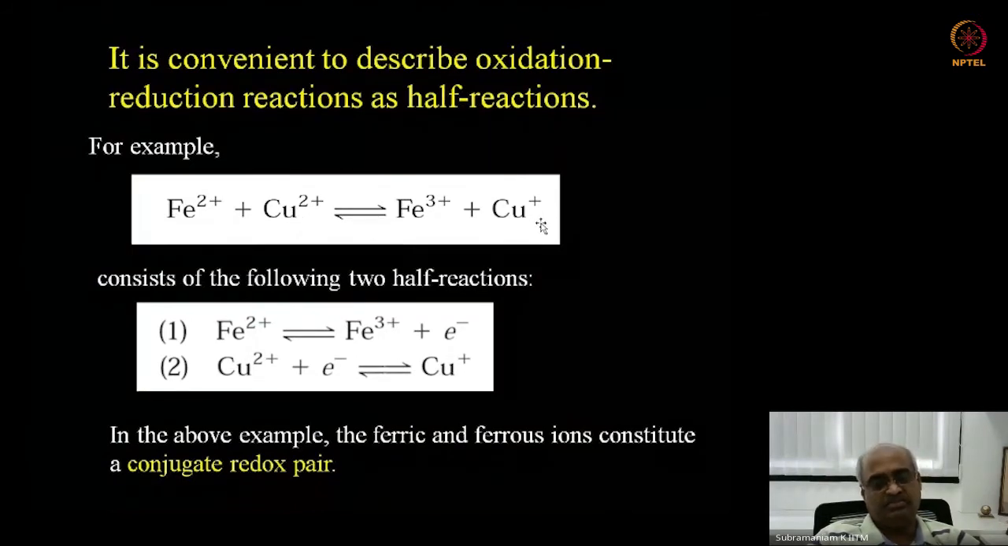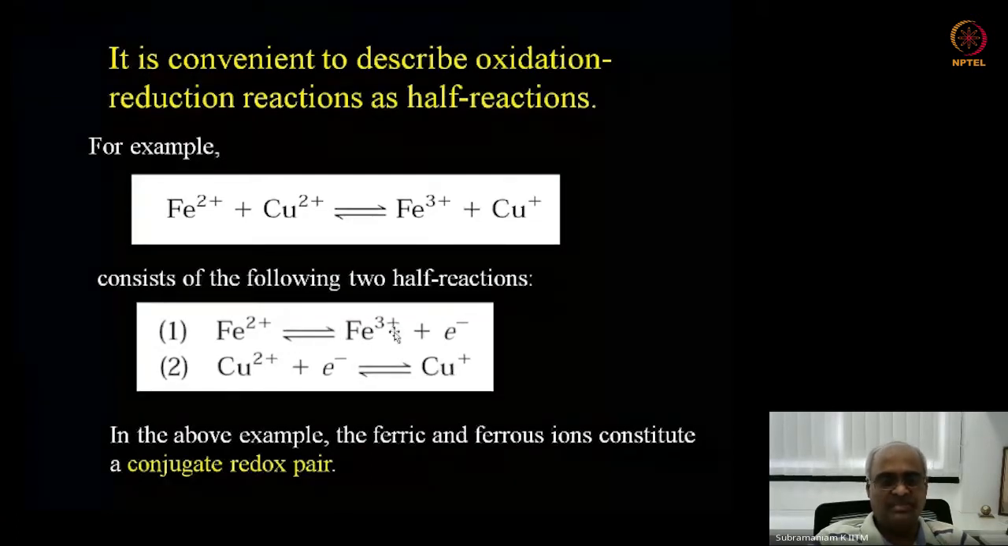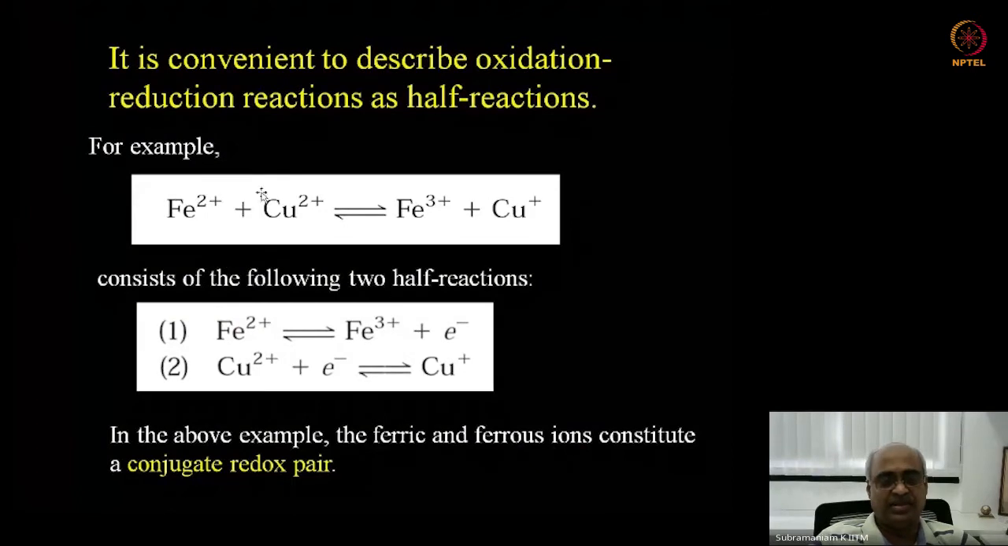Cupric becomes cuprous. Okay, one is oxidized, another is reduced. So you can consider this as two separate reactions. One is this ion, the ferrous becoming ferric by losing an electron. Okay, so this is getting oxidized. It lost an electron. So that alone we consider as one half of this complete reaction. And in the second half, this one accepts the electron and gets reduced, cupric to cuprous.